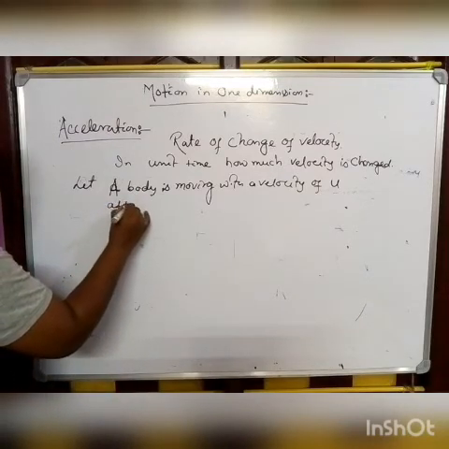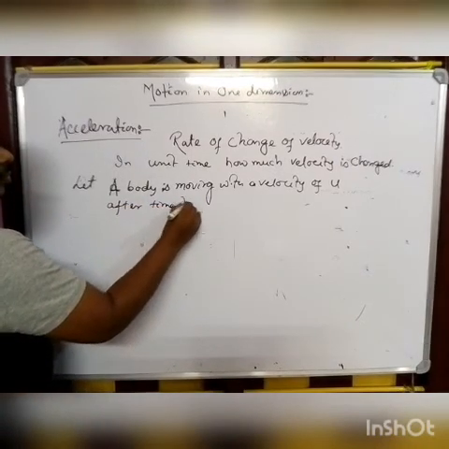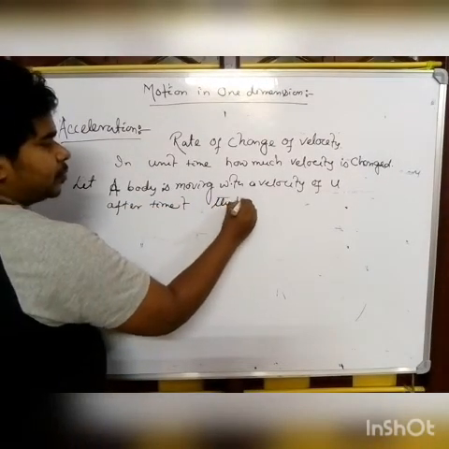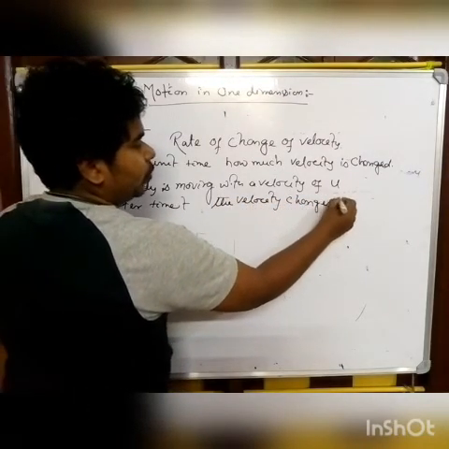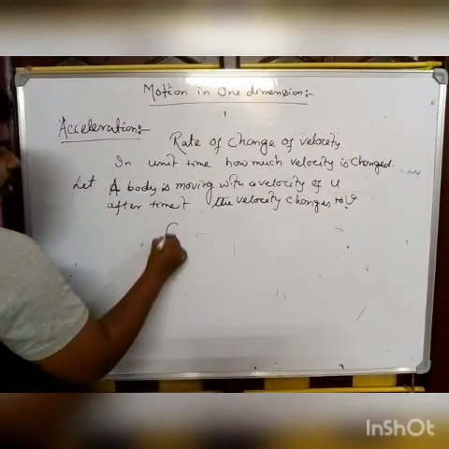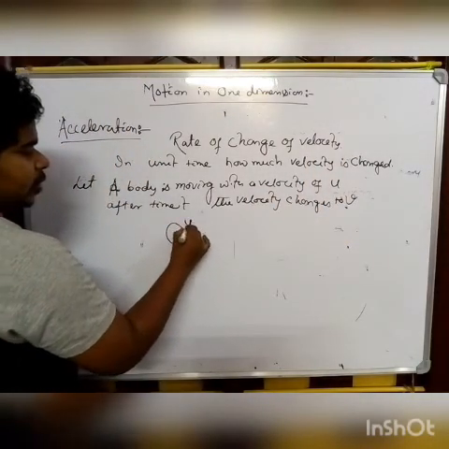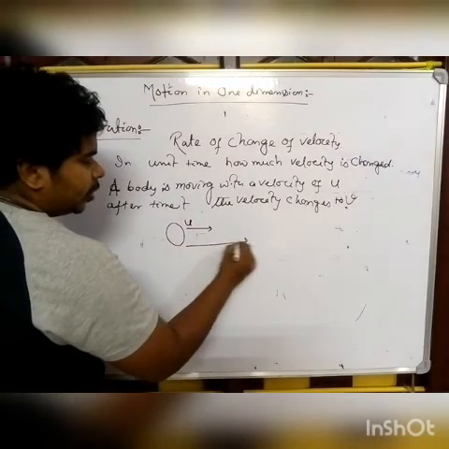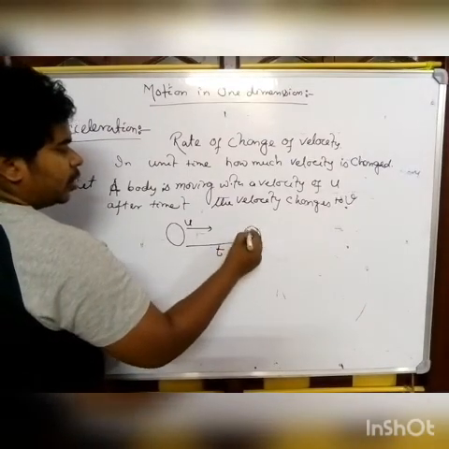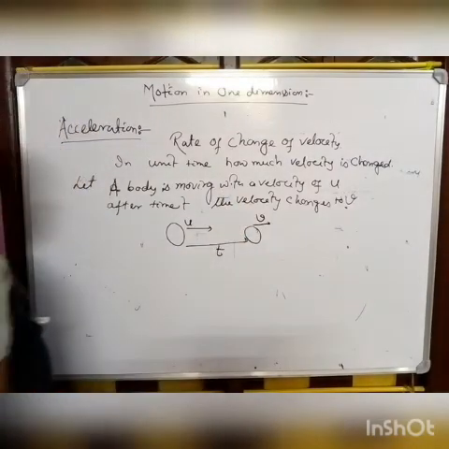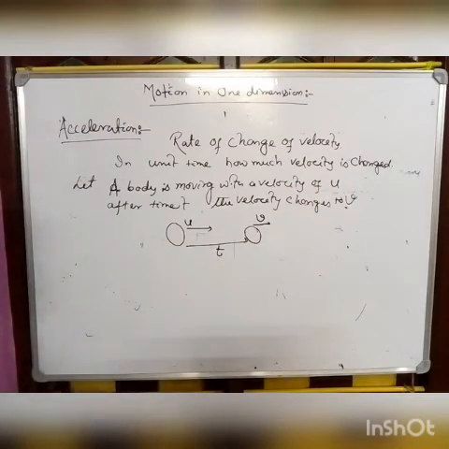After time t, the velocity changes to v. Okay, so simple thing. Assume it is a body moving with a velocity u, but after time interval t, assume you are applying a force on the body, then the velocity is changed to v. Assume a football is just moving in front of you, and when it is going in front of you, you just kick it. So when you have kicked, the velocity of the body is automatically changed.